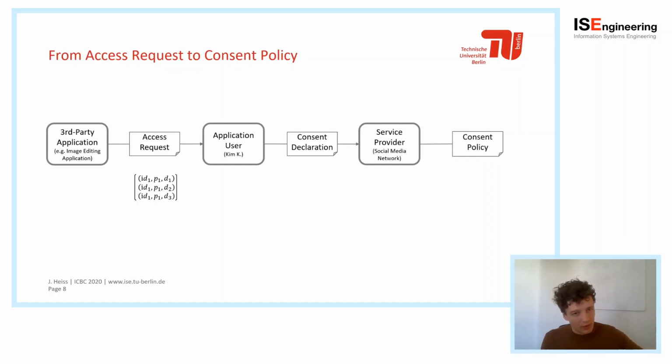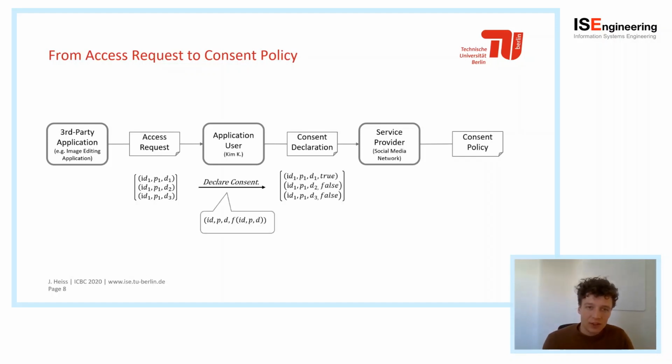Receiving these three tuples, the application user declares consent by applying the consent declaration function on each of these tuples, and thereby adds a Boolean element to it, true or false. On receiving the consent declaration, the service provider now constructs a consent policy that is publicly verifiable and privacy preserving.